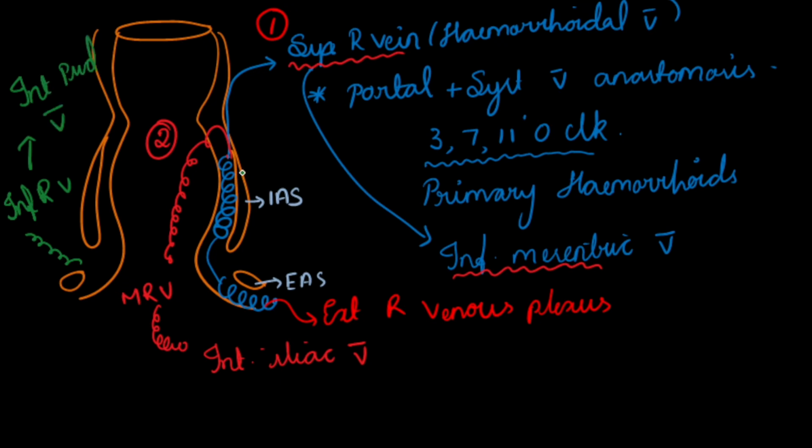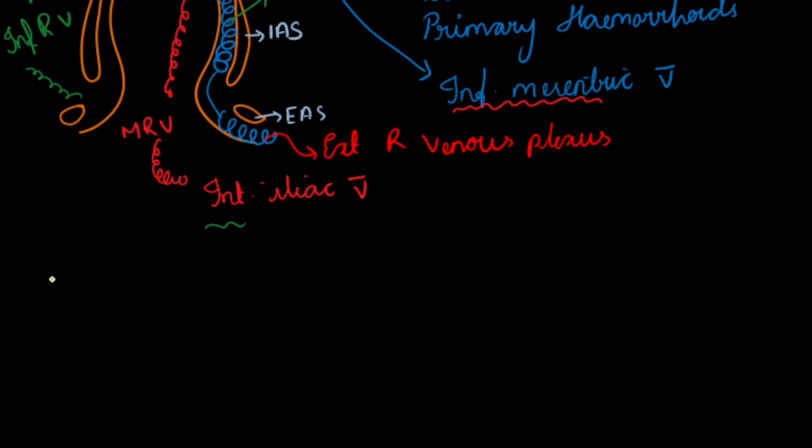First, I talked regarding the internal venous plexus, then regarding the external venous plexus, and regarding the exact venous drainage. First, the upper part drains into the superior rectal vein, then the second part drains into the middle rectal vein, and the third part drains into the inferior rectal vein. And now, at last, regarding the anal veins.